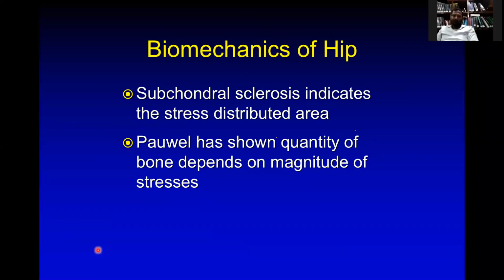So we were discussing last time that the subchondral sclerosis indicates the stress distribution, which I told you. There are 3 or 4 types of sourcil: the normal sourcil, the triangular sourcil, then you get a protrusive complete sourcil. So that will also show you how the Pauwel osteotomy works on the sourcil. Pauwel has shown the quality of the bone depends on the magnitude of the stress. Whenever there's extra stress, you get new bone formation, you get sclerosis, and that was the principle of Pauwel.